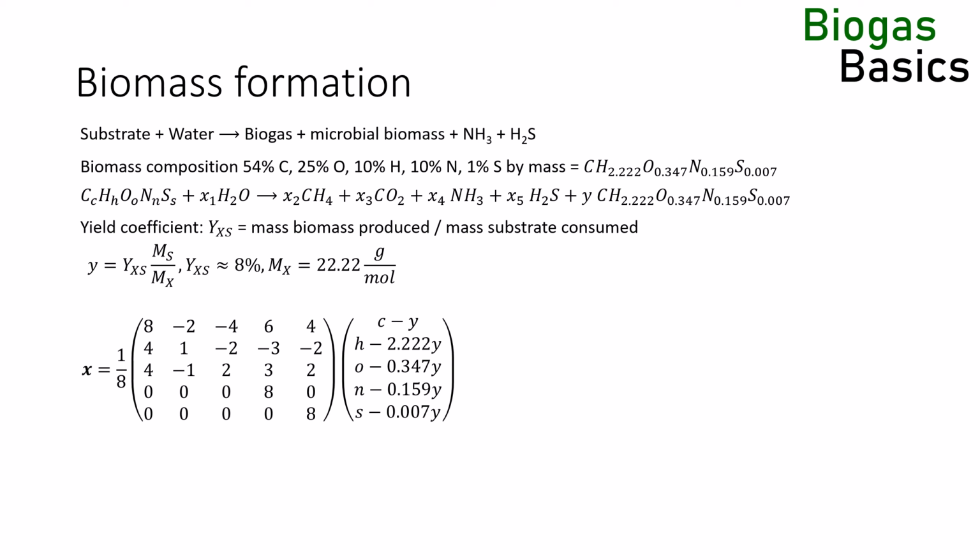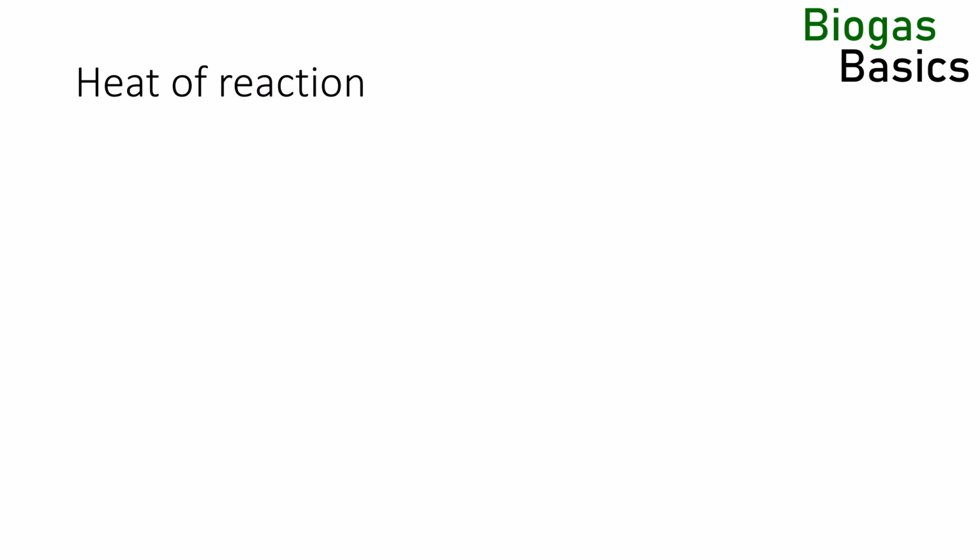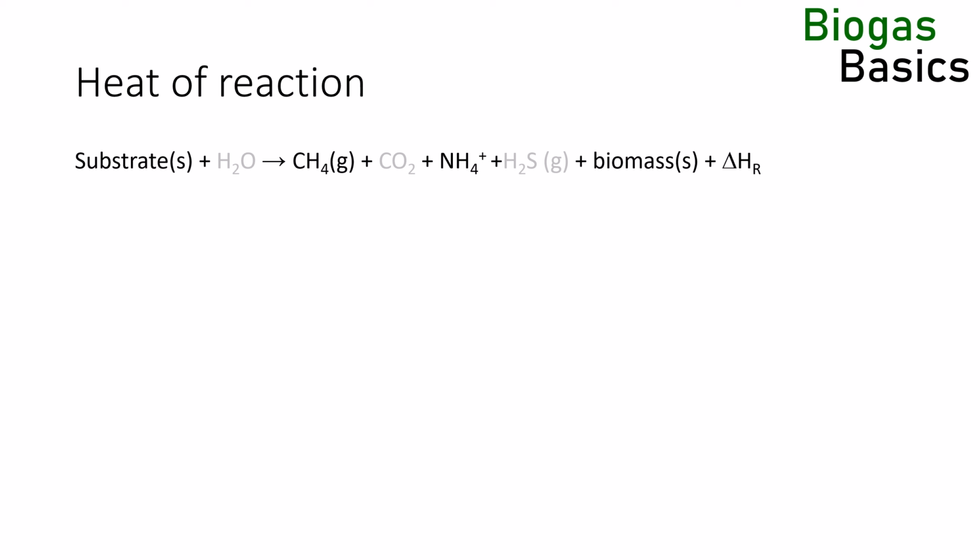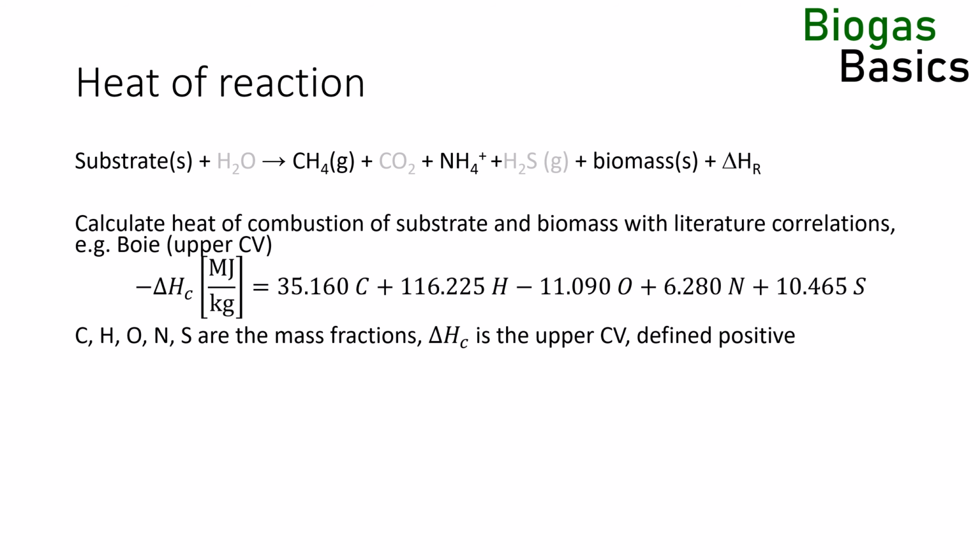We will look at some examples in a minute, but before we do that, we can use this formula to calculate the heat of reaction of the biogas process. For this, we will use Hess's law. We will need the upper calorific value, or CV, of all reaction species, and we must ensure that they are in the right phase. The reaction is substrate plus water reacts to methane, carbon dioxide, ammonia, H2S, and biomass. Water and CO2 have a CV of 0. We can use literature correlations, for example Boie, as shown on the screen, to calculate the CV of substrate and biomass based on its stoichiometric composition.